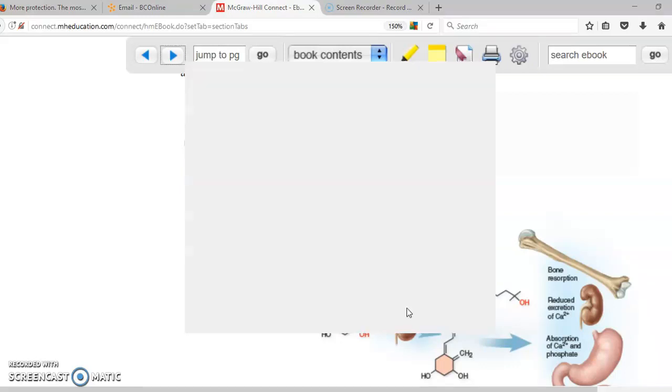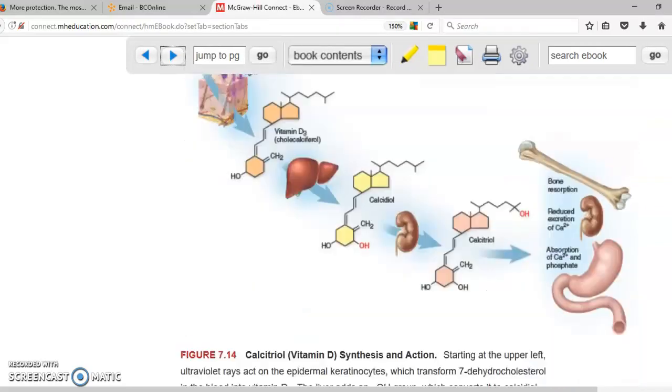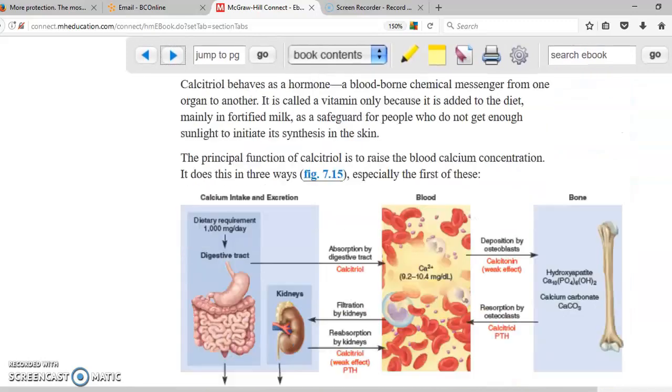What vitamin D is going to do, vitamin D will go to your intestines, and in your intestines is going to help you absorb calcium into your body, which is necessary to have the normal amount of calcium in your blood. Okay, that's what you have right there.